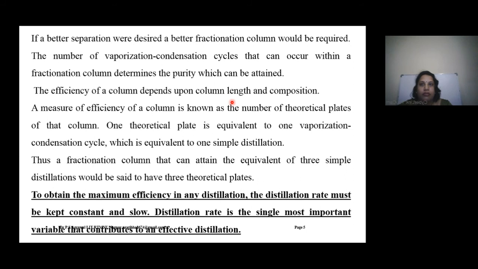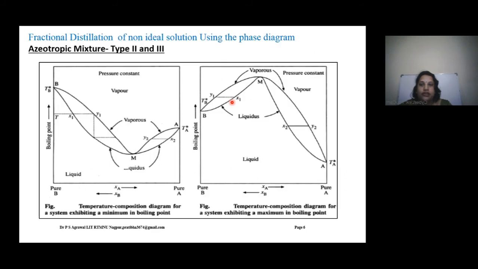Now, fractional distillation of non-ideal solutions. These are the type 2 and 3, showing minima and maxima.